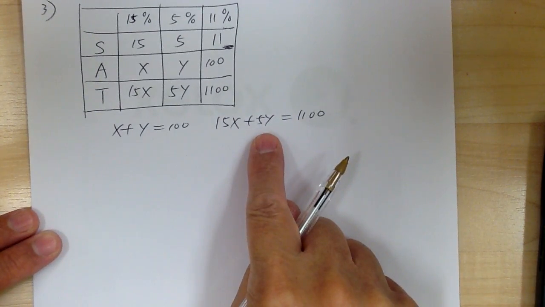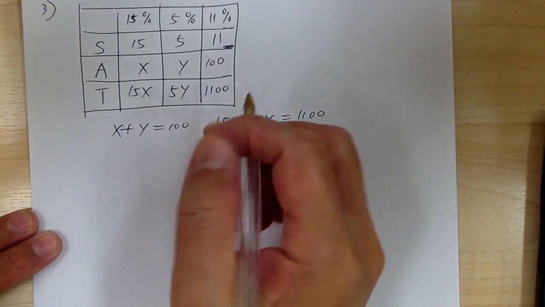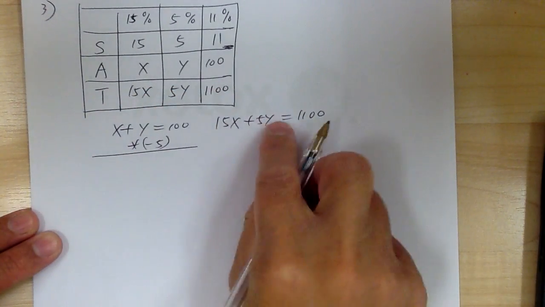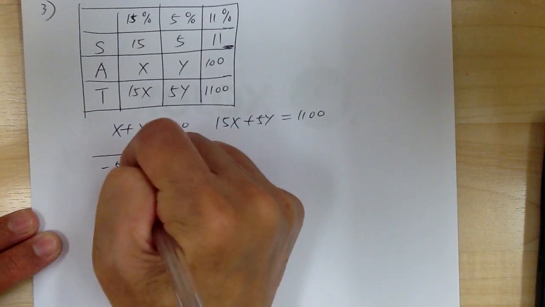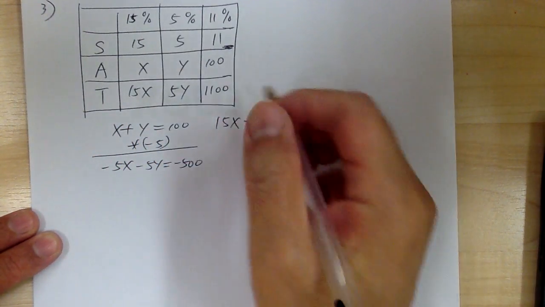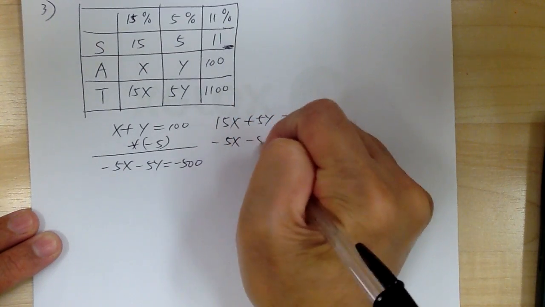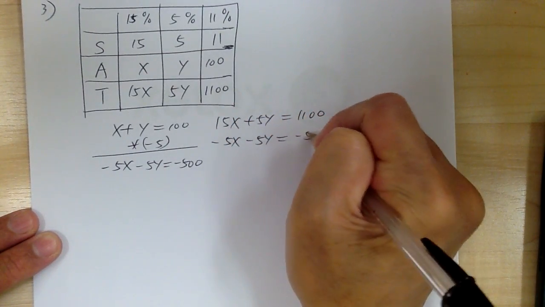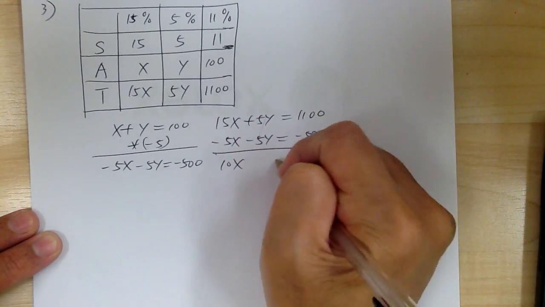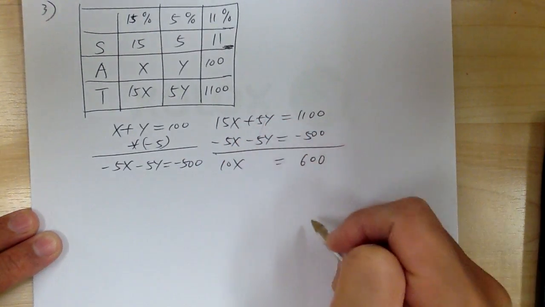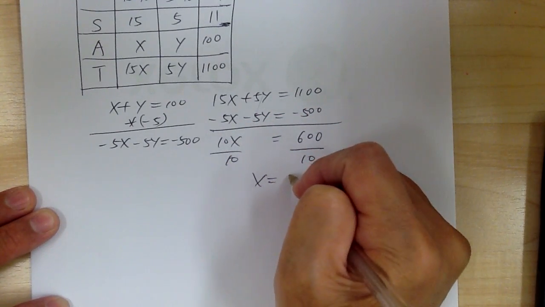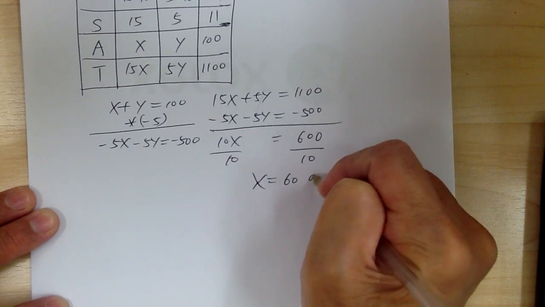Again, let's eliminate the y because it's a lower number, so it would be easier to deal with. So times by negative 5 to make the y opposite. So you got negative 5x minus 5y equal to negative 500. Put underneath here, negative 5x minus 5y equal to negative 500. So this cancels out. So you got 10x equal to 600, divided by 10, divided by 10. So x equal to 60 gallons.